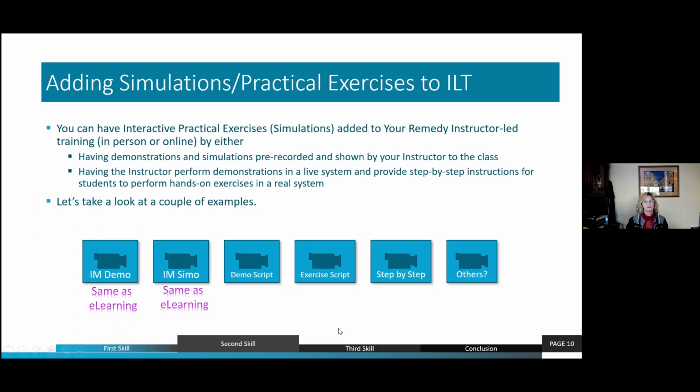And of course, if you have a real system, you might have a demonstration script or an exercise script. So an exercise script might look like this that you would give to the students. It should pop right up. And of course, it popped up on my other screen.